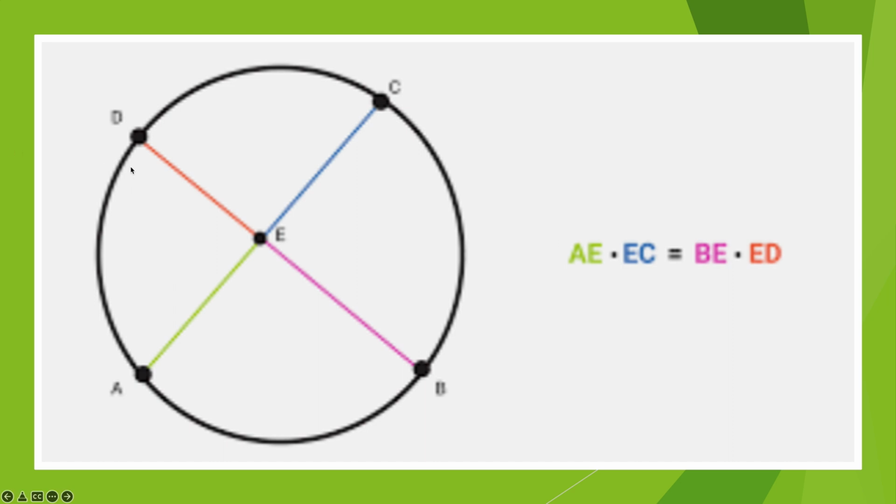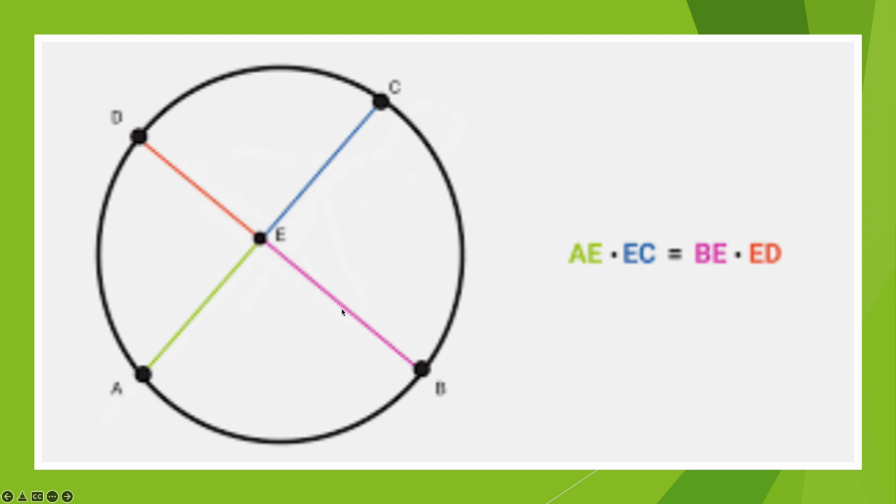So when we have two chords intersecting inside a circle, what we can say is the product of the pieces of the chords. Namely, if I look at A to E, the green piece, and E to C, the blue piece, when I do that product, it's going to equal the product of the orange piece and the pink piece. Now, notice that the blue and the green together make one chord up, and the orange and the pink together make the other chord up.